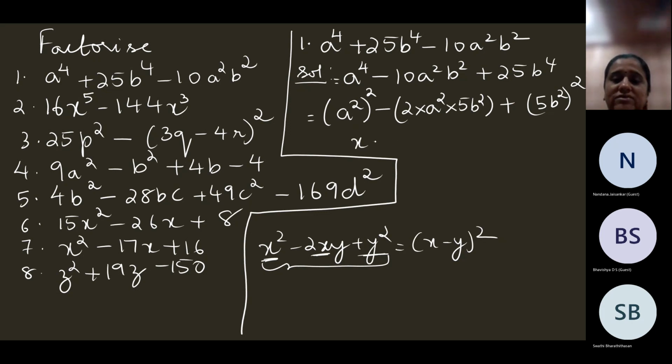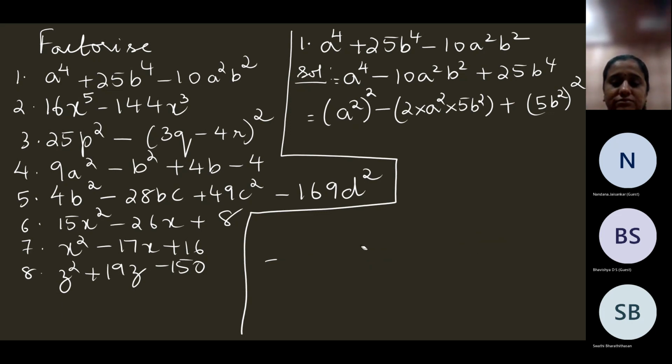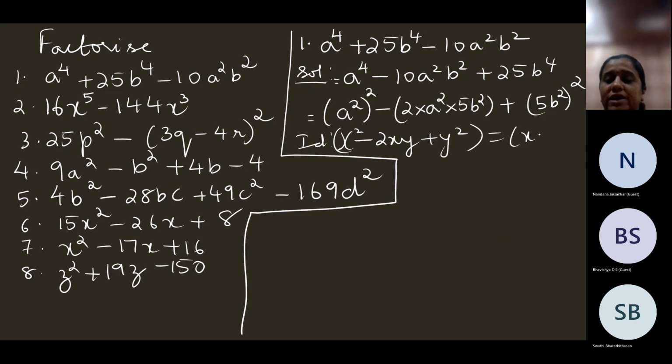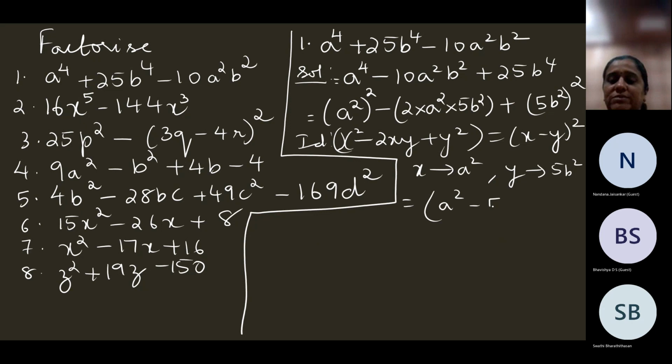So you should just write the identity first. Identity is x square minus 2xy plus y square is equal to x minus y the whole square, where x is a square and y is 5b square. So this is equal to x minus y the whole square, a square minus 5b square the whole square. This is the answer, children.